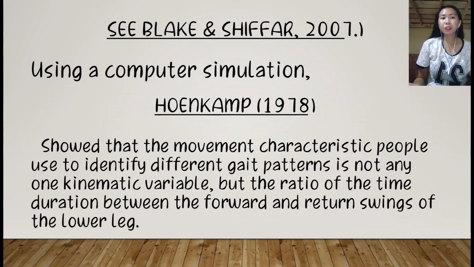So, for the review of this research, Blake and Shiffrar in 2007, using a computer simulation, Cutting and Kozlowski 1978 showed that the movement characteristic people use to identify different gait patterns is not any one kinematic variable, but the ratio of the time duration between the forward and return swing of the lower leg.